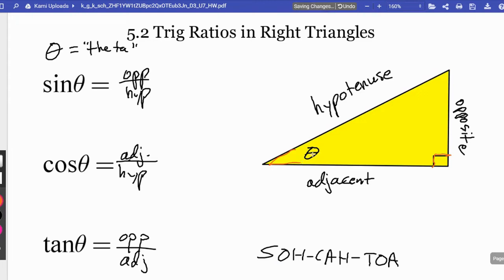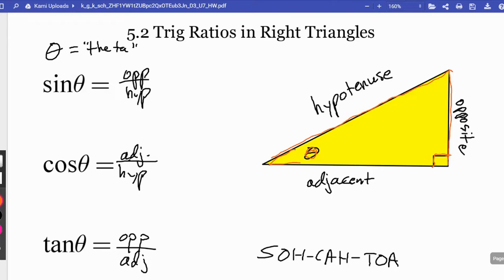So based on where theta is, that makes the orientation of the triangle. So like across or opposite side of the triangle, where theta is, opposite that is the opposite side. And the long side is always a hypotenuse regardless of where theta is. And then adjacent is the other side that's next to theta. That's not the hypotenuse. So sine is always equal to opposite over hypotenuse. Cosine of theta is always equal to adjacent over hypotenuse. And then tangent of theta is always equal to opposite over adjacent.